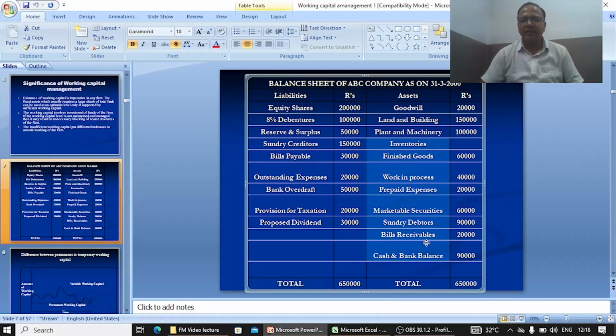And working capital means, if we are talking about gross working capital, you can say if we add all the items of current assets, then this is the gross working capital. And if we have to calculate net working capital, then we have to deduct current liabilities from current assets, and the remaining figure will be termed as net working capital.